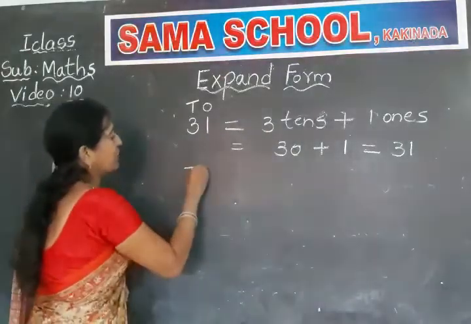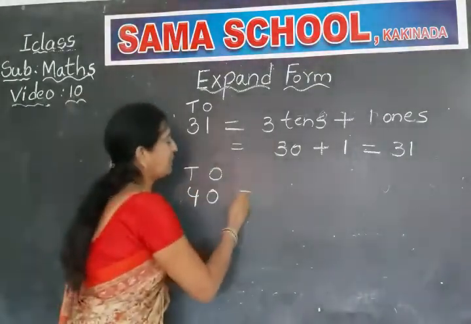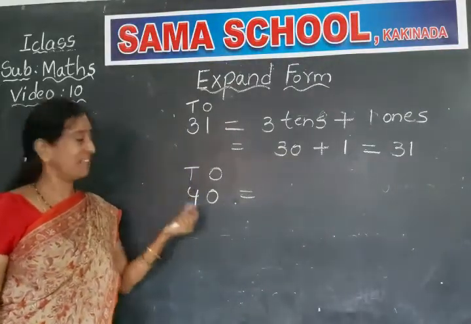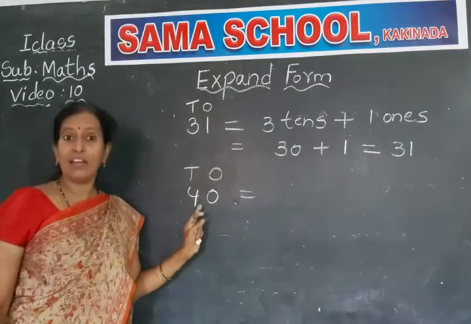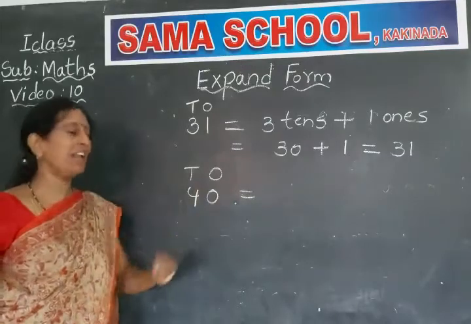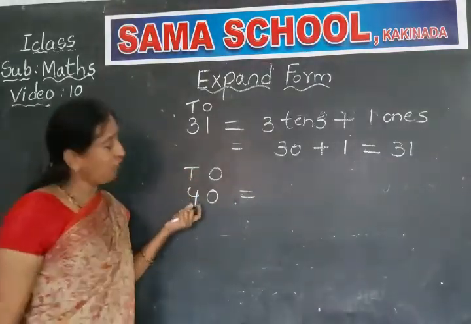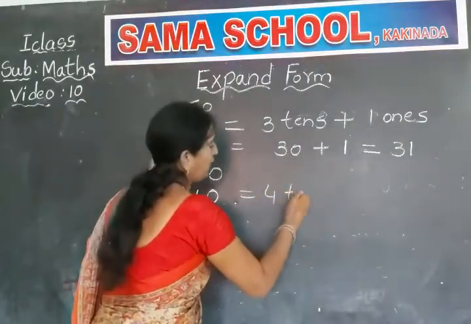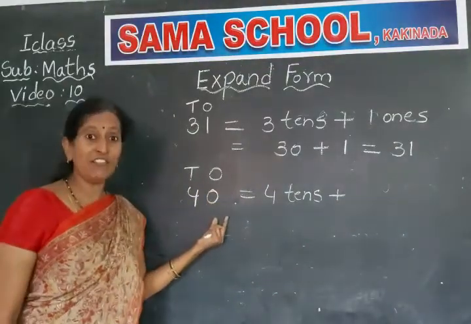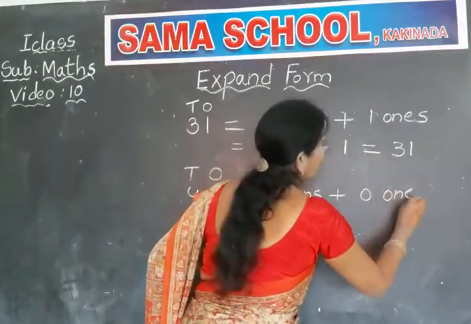Now I will do one more example. 40. Now tell me this one. 4 in tens place. And in ones place, what is the number? 0. So what is the number? 0. Now you expand this number 40. So in tens place, how many tens? 4 tens. Very good. 4 tens plus in ones place, how many ones? 0 ones. Very good. 0 ones.